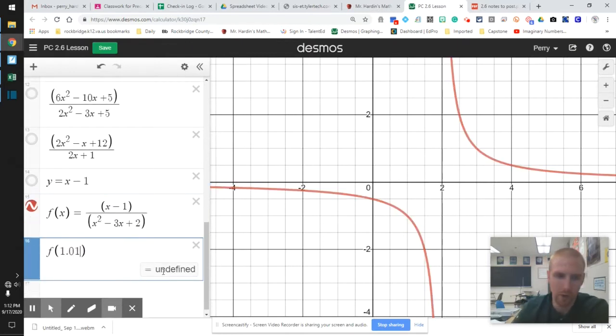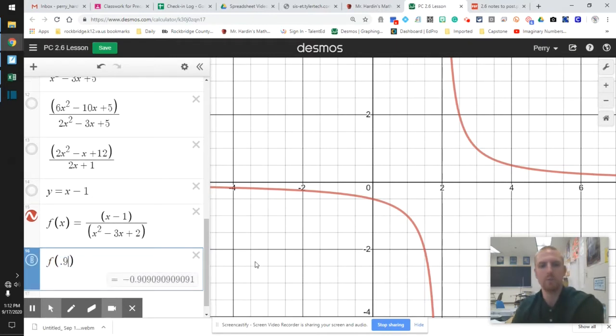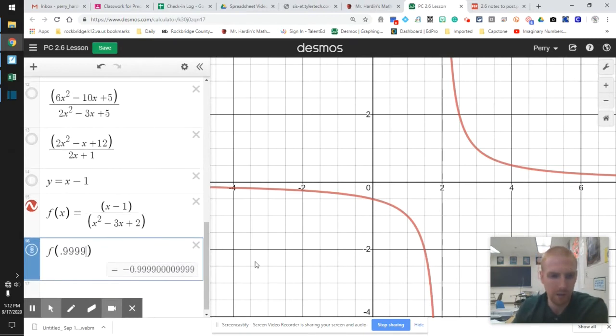So let's try 1.01. All right, well, it's showing it being really close to negative 1. And the more zeros we put in here, the closer and closer it gets to negative 1. Sort of dancing around it there, but it's getting really close to negative 1. And let's just try maybe 0.99 and go that direction. And you can see it's getting really close to negative 1 that way as well.